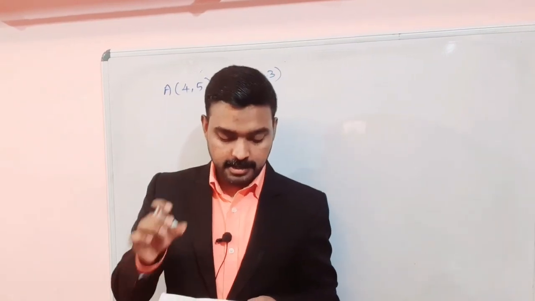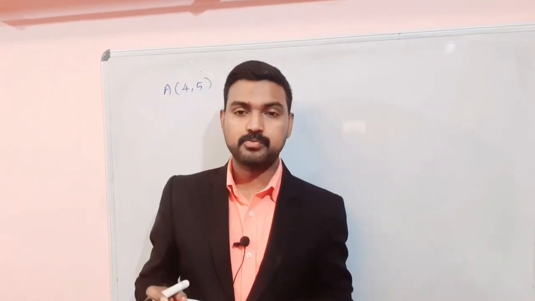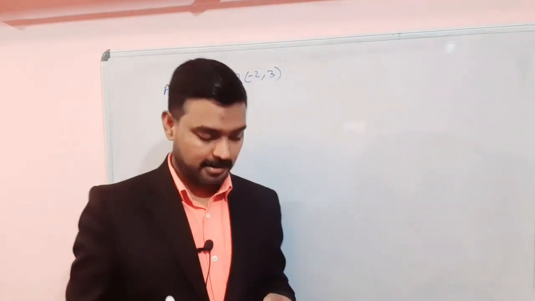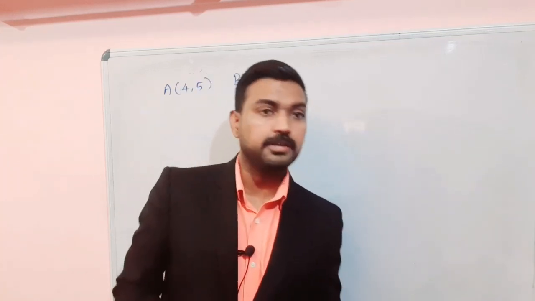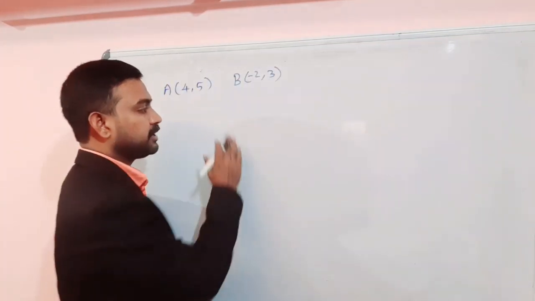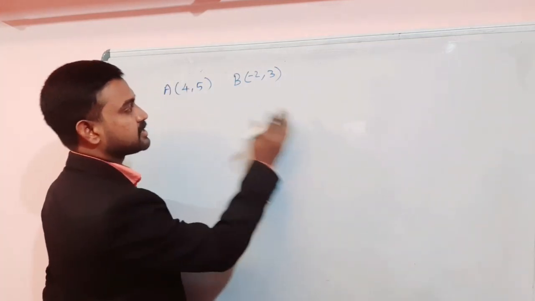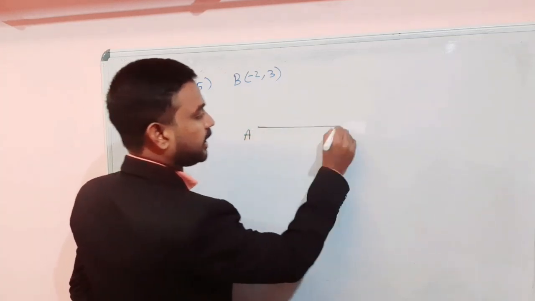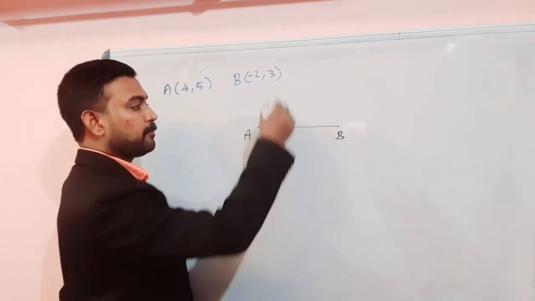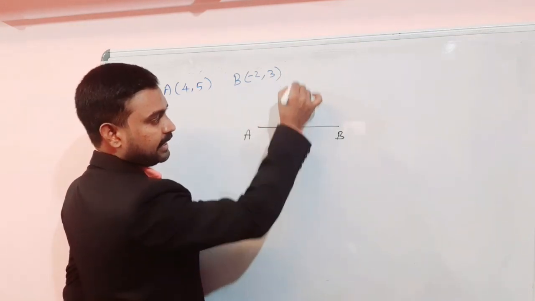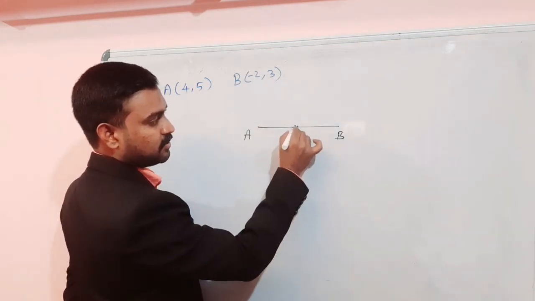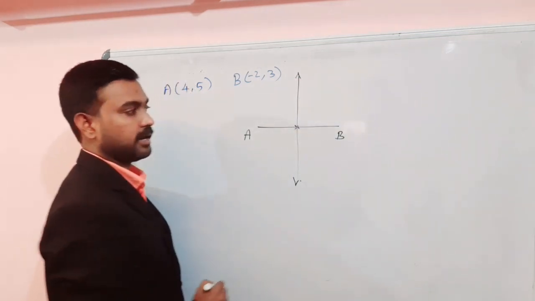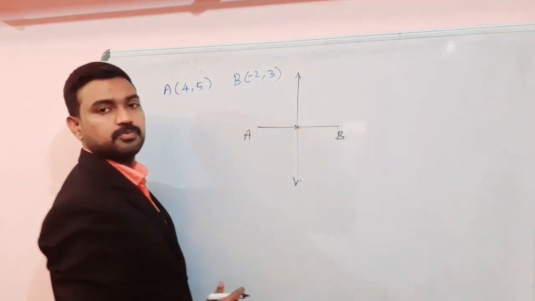Question number 31. The equation of the perpendicular bisector of the line segment joining points A (4, 5) and B (minus 2, 3). So we need to find the equation of a line. What is the specialty of that equation? It is the perpendicular bisector of the line segment joining A and B. By joining A and B, we get a line. Perpendicular means it will make 90 degrees, and bisector means it will pass through the center. So we can draw the perpendicular bisector. This is the line whose equation we need to find out.